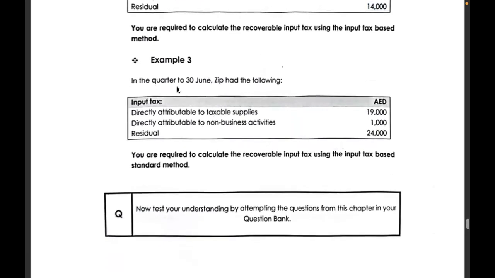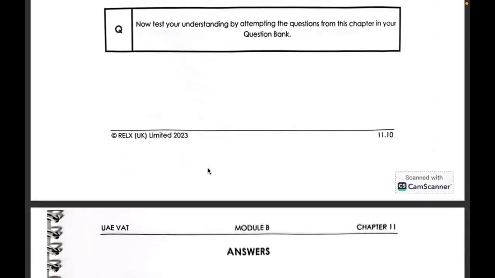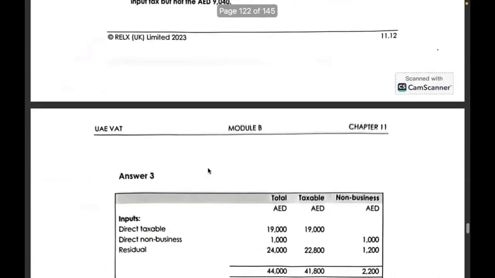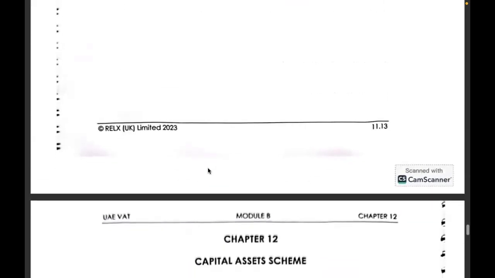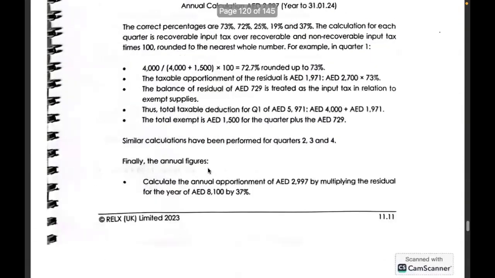Another example is there in the quarter to 30th June, that means working back April, May, June. ZIP had the following: directly attributable taxable supplies, and directly attributable to non-business activities, which are not even business activities. And we have a residual input VAT as well. You are required to calculate the recoverable input tax using the input tax based standard method. So these were different situations, different scenarios. In the next pages, you can see the answers that have been given. It is recommended that you go through these answers and find out whether your understanding is valid, and if there are any questions or anything that comes to your mind, you can reach out to me. Thank you very much.